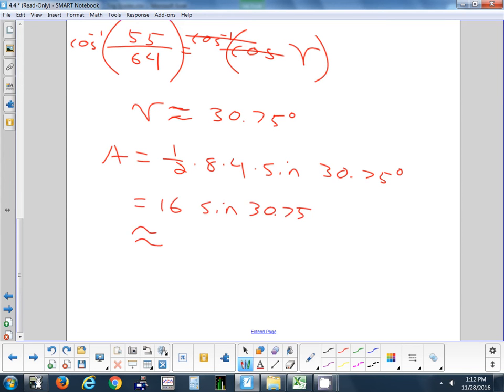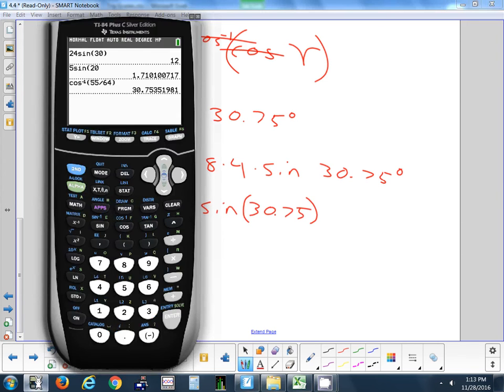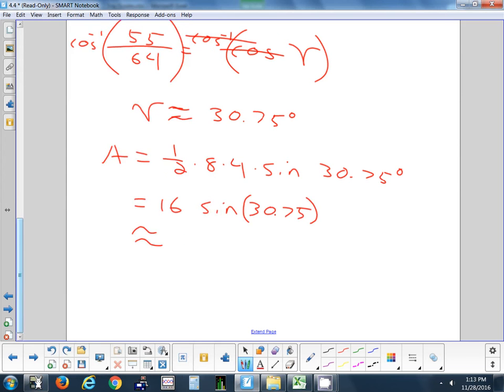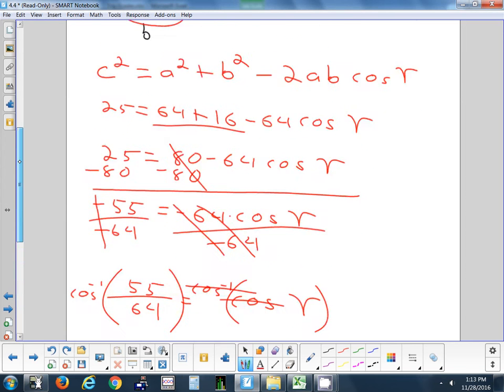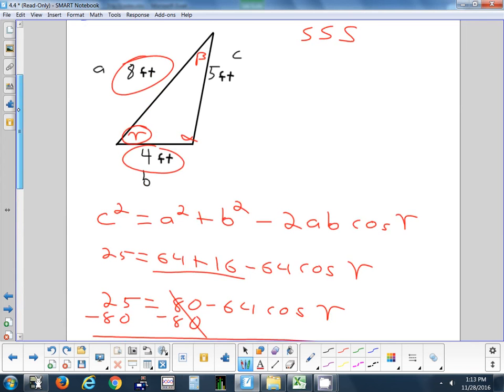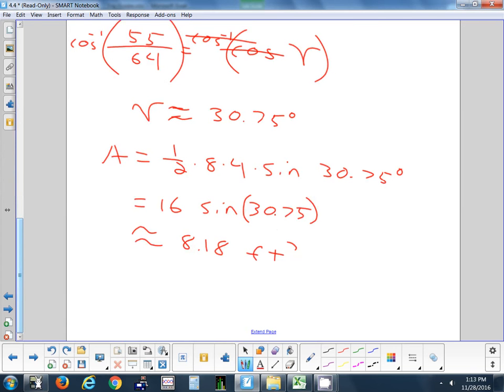Now I'll type into my calculator 16 times the sine of 30.75. So if I did that correct, you should have gotten about 8.18. Okay, anyone else get 8.18? A couple of people? Okay, so that's the area. Just scroll back up and see if they gave you units to work with. Yes, they did. So that's 8.18. Yep. So put your label. And there's your area.